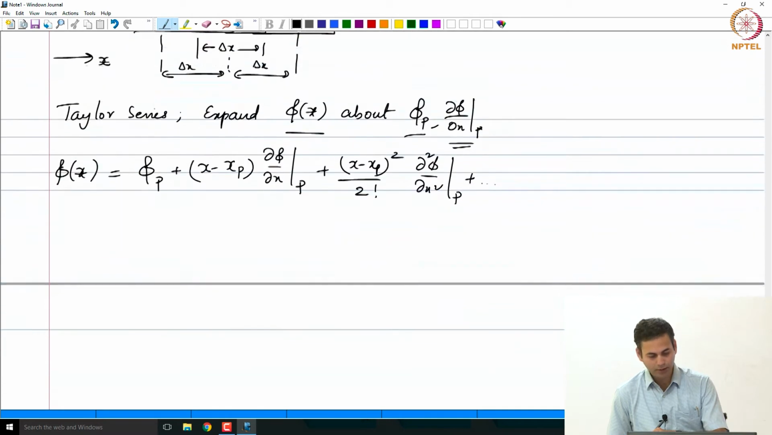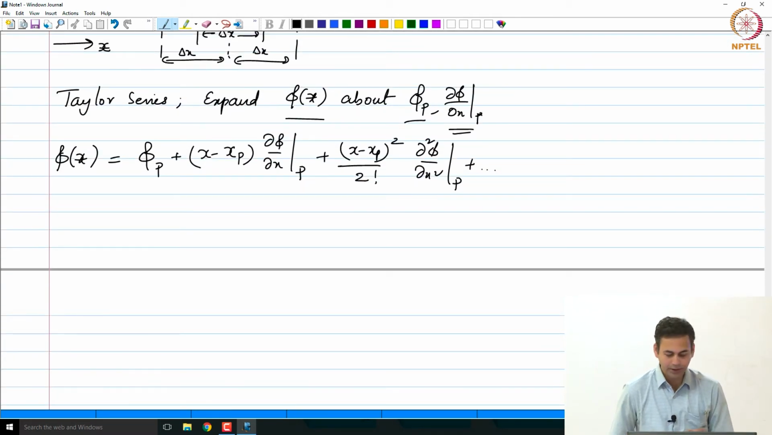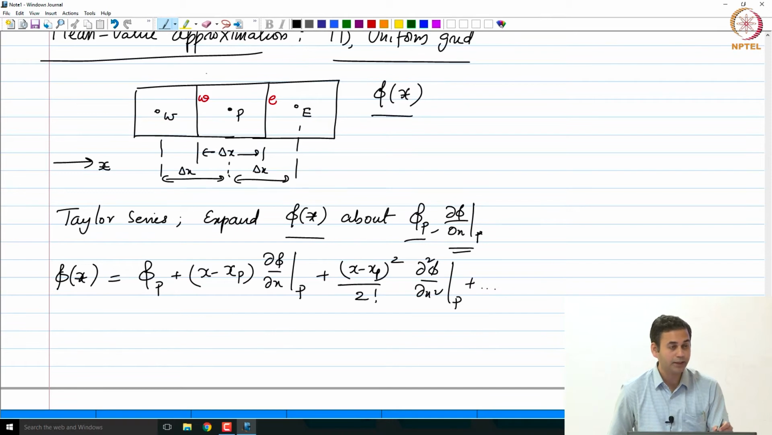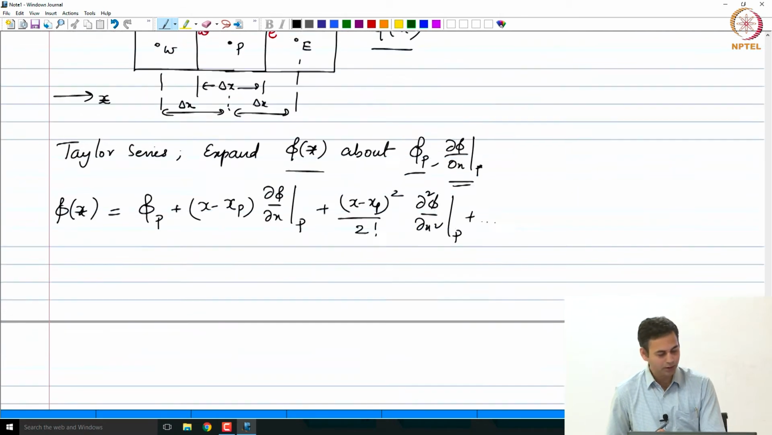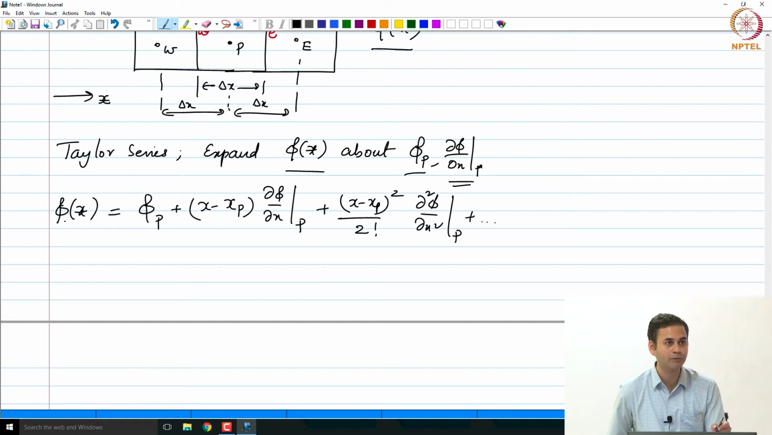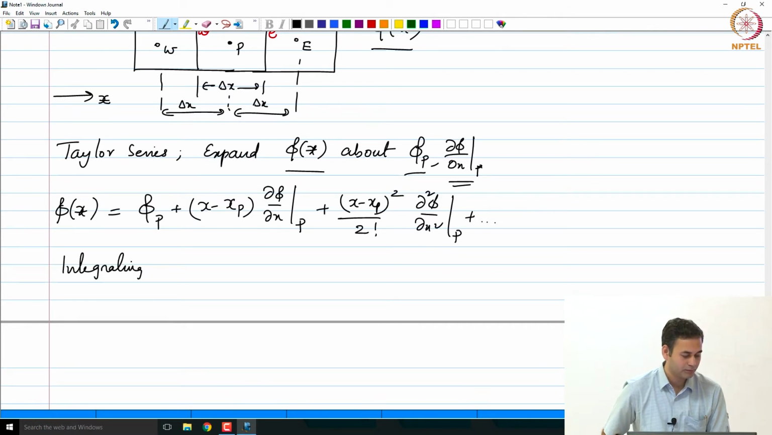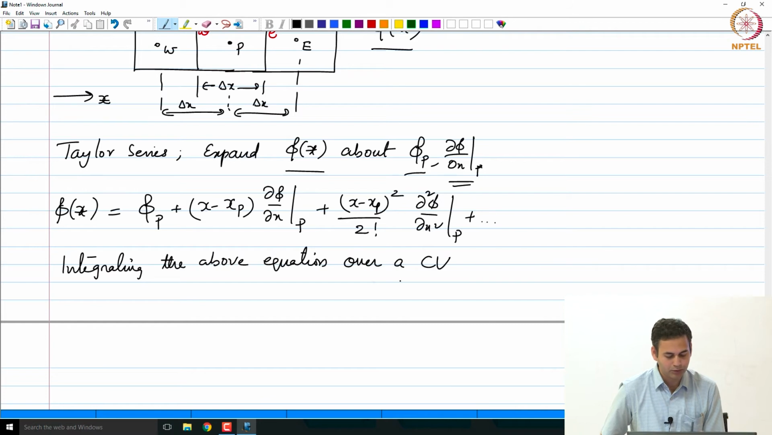All right. So, now let me integrate this on the entire control volume. The idea is essentially we want to calculate a mean value for this phi of x. Now, phi of x could be something like a source term, it could be an s of x. Now, what would be the integration for the entire cell? We are going from west face to the east face, so integrating the above equation over a control volume.